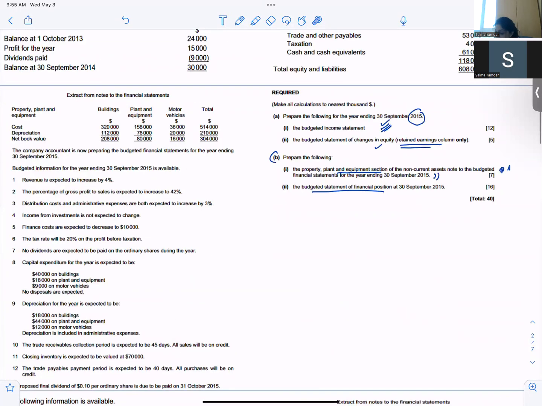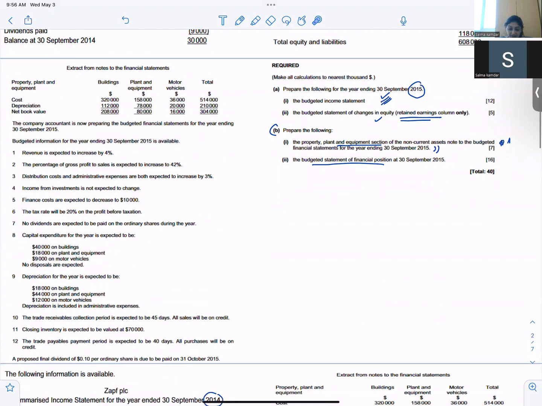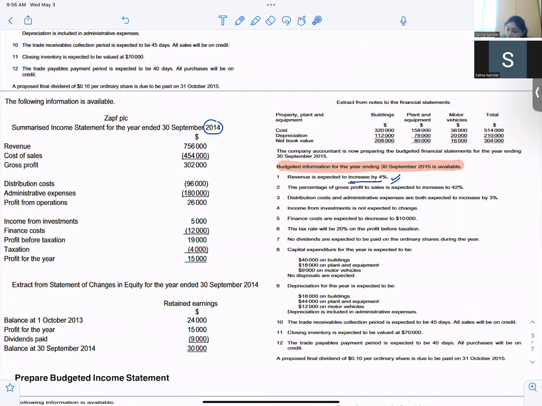They are telling make all calculation to nearest thousand. So you should be mindful that whatever calculation you are doing, it should be to the nearest thousands. So 786,240, the nearest thousand would be 786,000. So I will take all answers in triple zeros. Information about revenue is done.